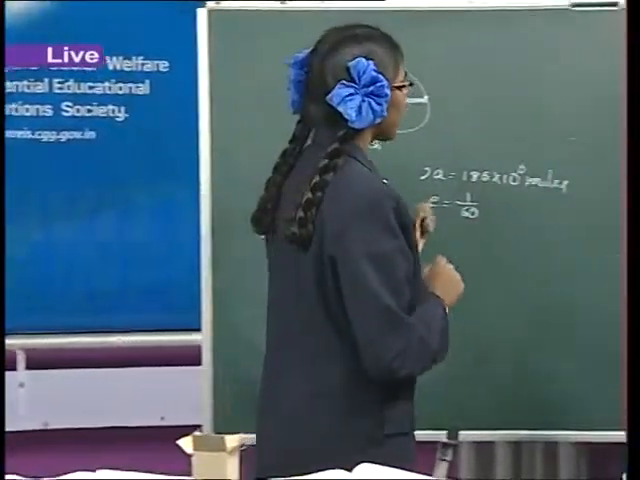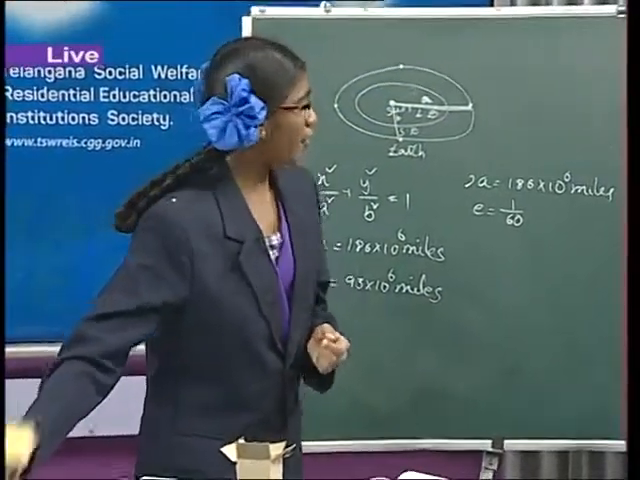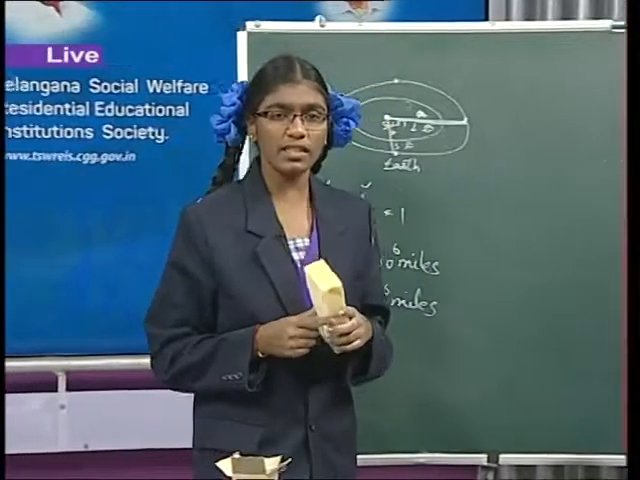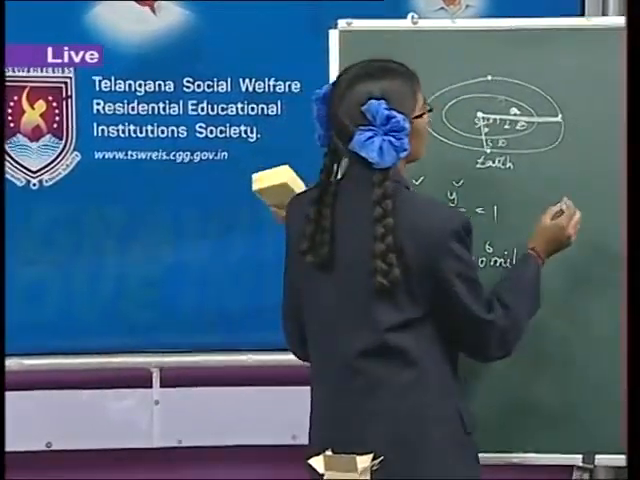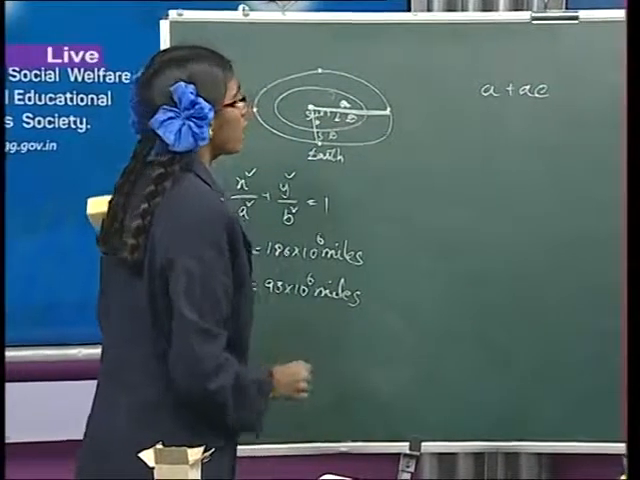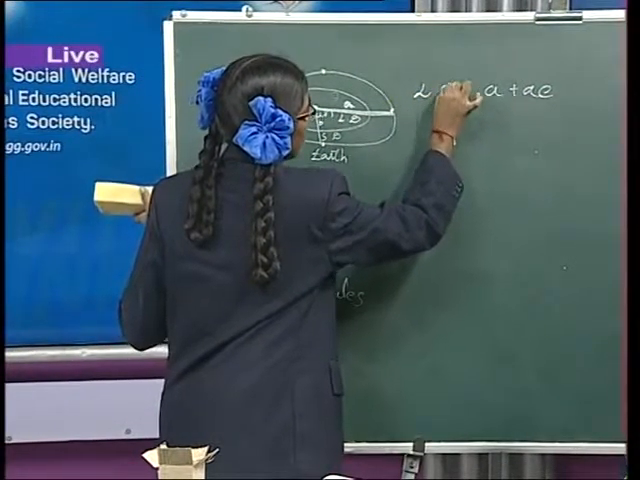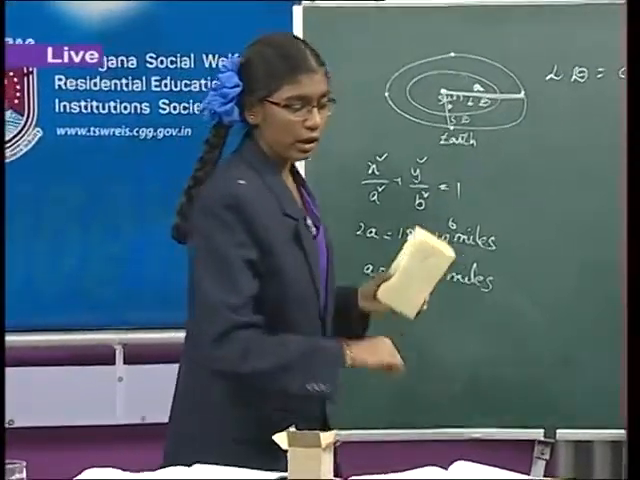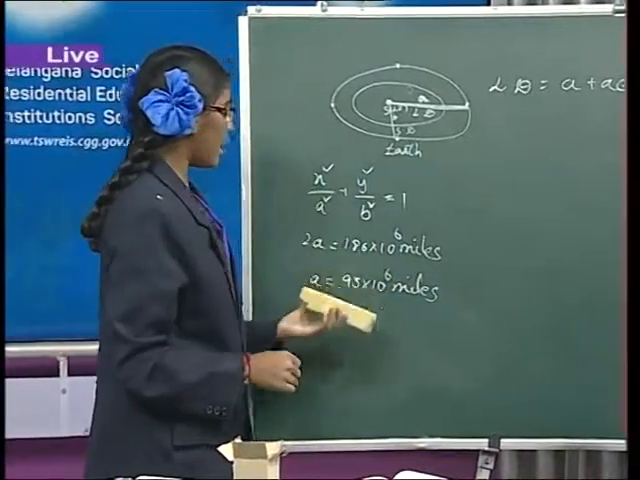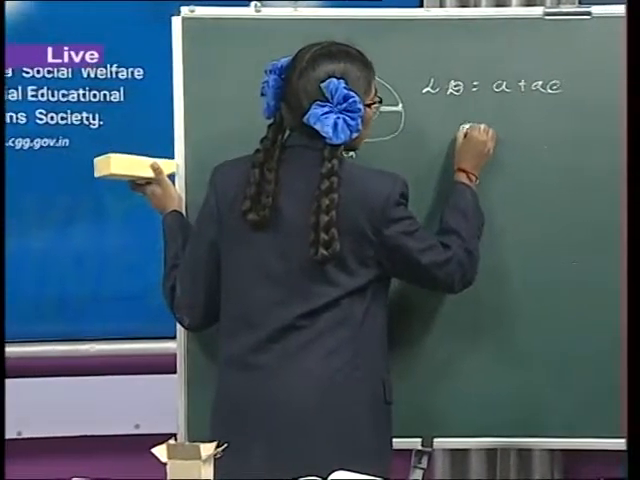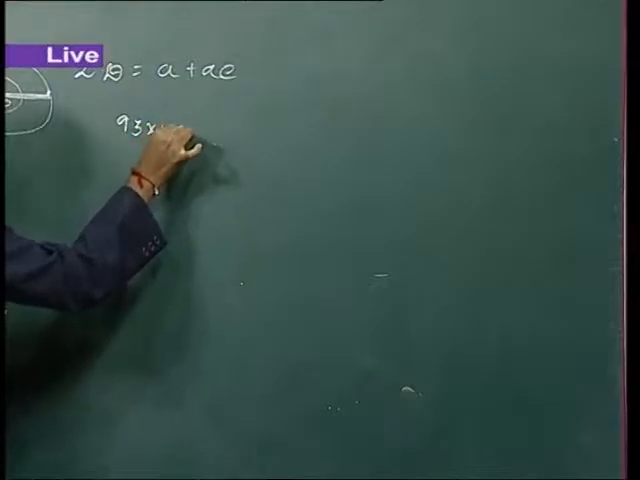Now, for finding shortest and longest, for the longest distance we have to use the form a plus ae. Here, what is the value of a? 93 into 10 to the power of 6 miles.